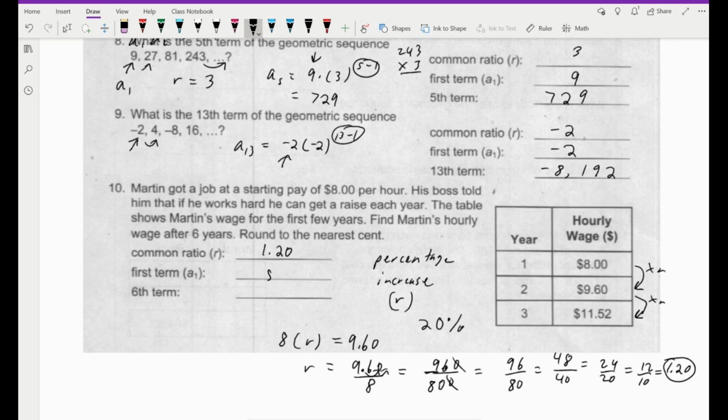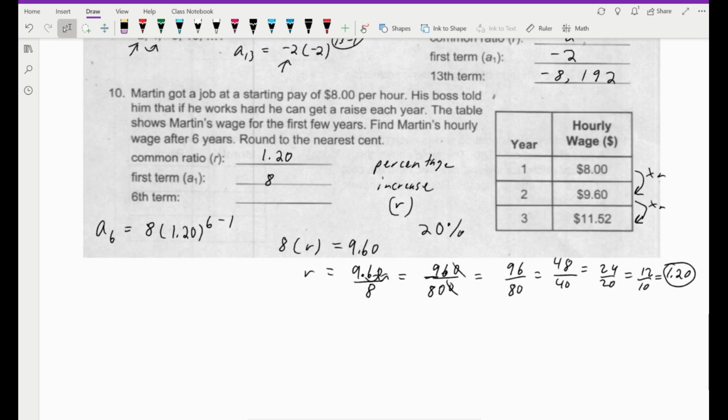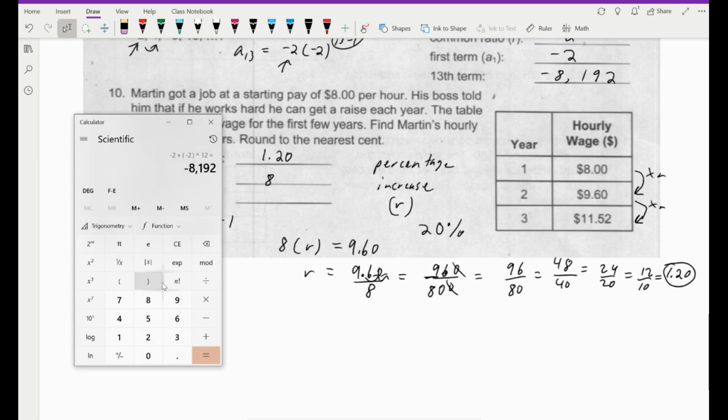The first term is 8. It says find the sixth term. The first term is 8. We're increasing by 1.20. And let's find out how much it is in year 6, which is, of course, 6 minus 1. So let me clear this here. We're going to do 8 times, parentheses, 1.20. Of course, that 0 there is unnecessary. Even the calculator took off that 0. And we're going to raise it to 5 because it was 6 minus 1.